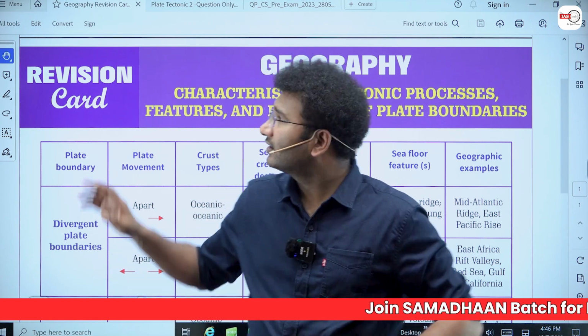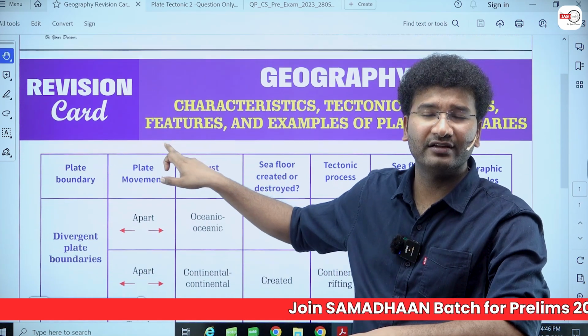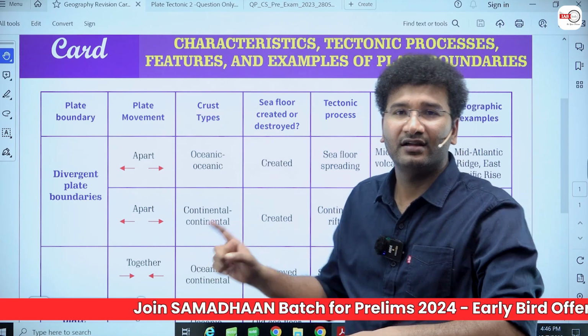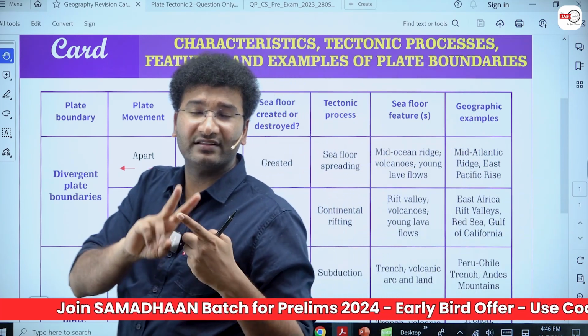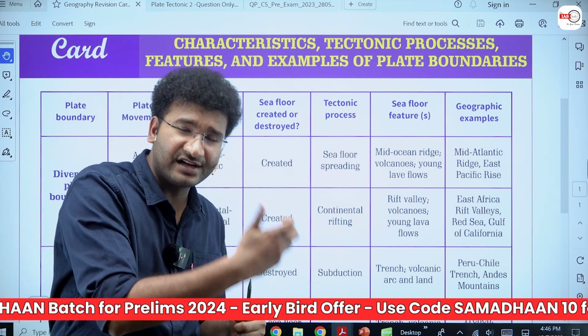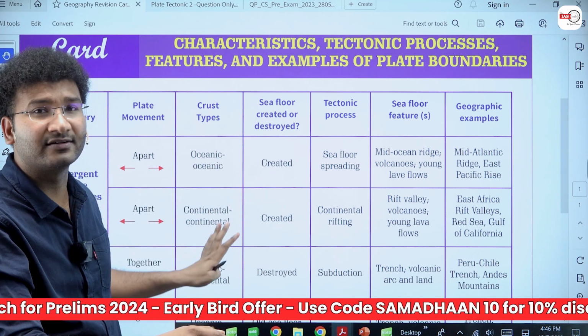Definitely. The revision card that I have with me currently does the same work. Now this revision card has continental drift theory, plate tectonic theory, seafloor spreading theory, mantle convectional cell theory और उसका जो related examples हैं, सारी चीजें एक जगह.